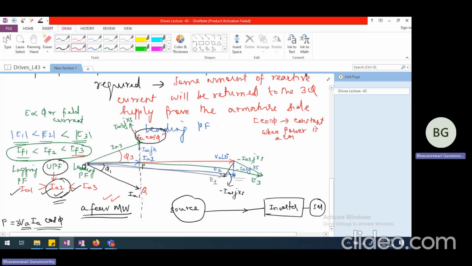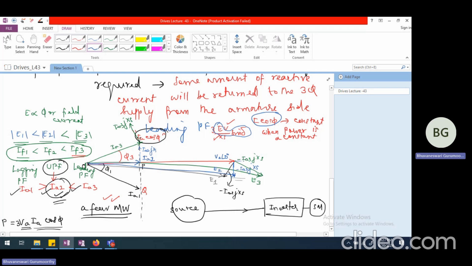Similarly, we also said E V divided by X_s sine delta. That is also power. And if we are talking about a given power, V is a constant because the machine is connected to an infinite bus. X_s is also a constant because the machine is again connected to a constant frequency source. Then for a given power, E times sine delta will remain as a constant, just like how we said I cos phi will remain as a constant.